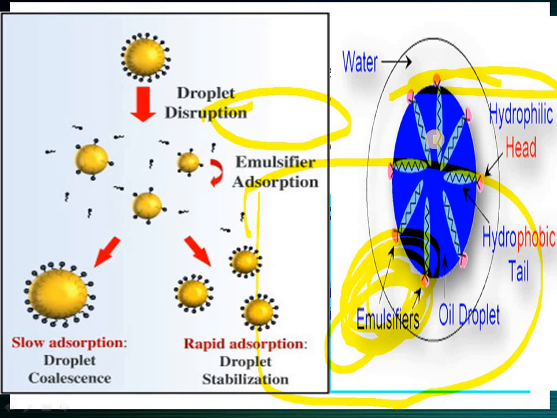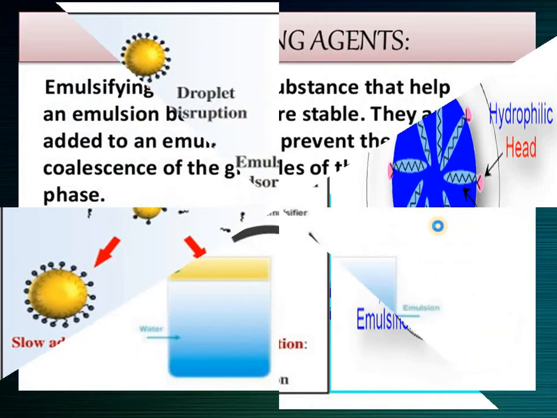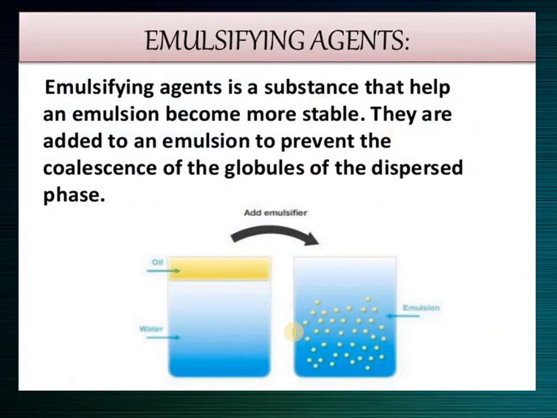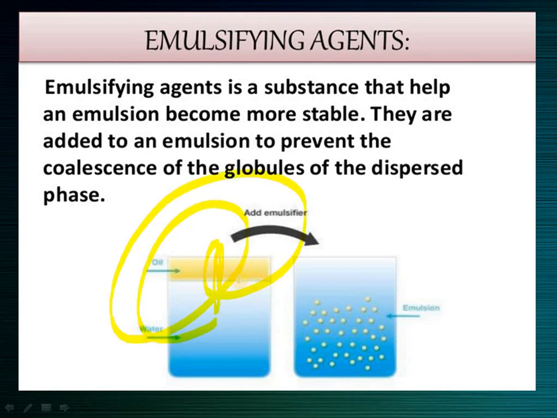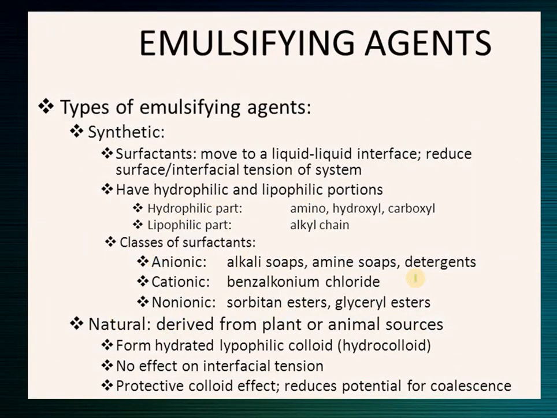This is a good diagram for an emulsion: the emulsifier has hydrophobic and hydrophilic parts, and it traps the oil. Now this is the emulsifying agent. There is a separation of the phases, and after the addition of the emulsifier we get this type of liquid where the distinction in the phase is there. It gets stabilized by mixing properly because of the presence of the emulsifier. Emulsifying agents can be synthetic or natural.